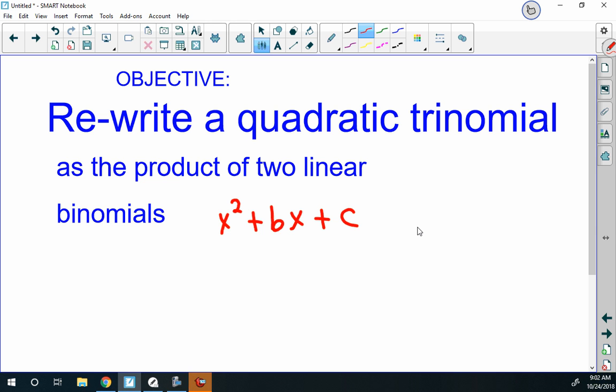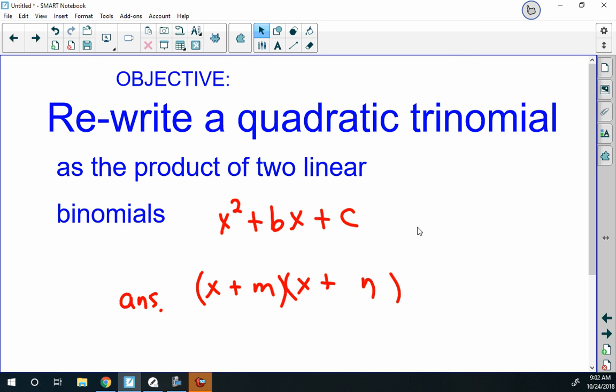And what we're going to do, our answer is going to be of this form. We're going to have an x here and an x here. And we don't know what the signs are going to be. For now, I'll just put pluses in, but those aren't always going to be pluses. And we're going to have some new number m here and some new number n here. It's kind of weird. But that's what we're going to be doing.